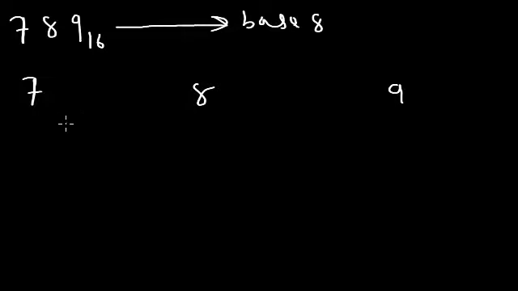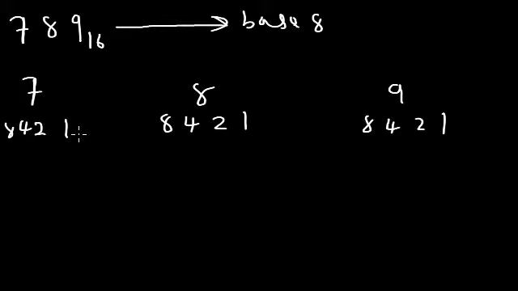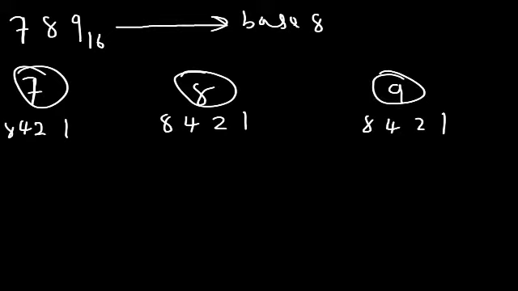Then below it, you want to write 1, 2, 4, and 8, below each of the digits. Right now, we want to select the digits among the ones below that add up to the one above. So what are we saying in essence? Out of 8, 4, 2, and 1, which of them add up to 7, to 8, and to 9?